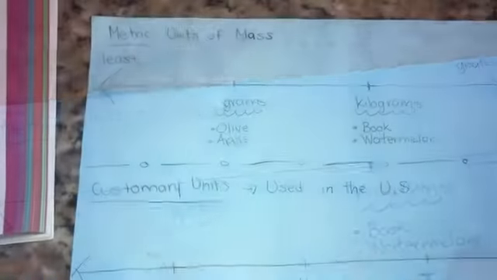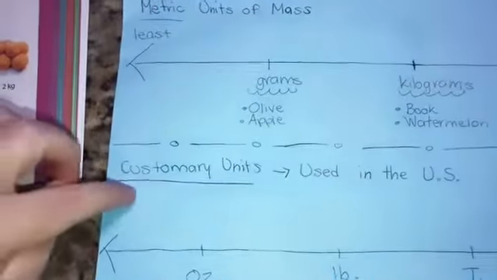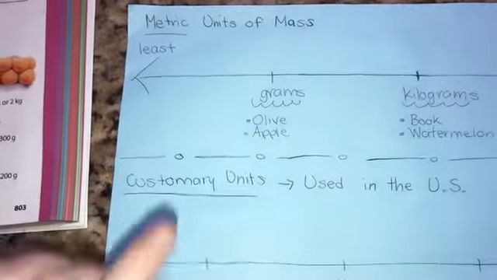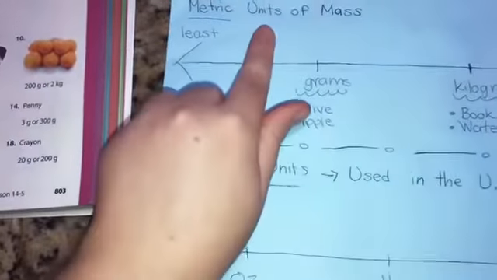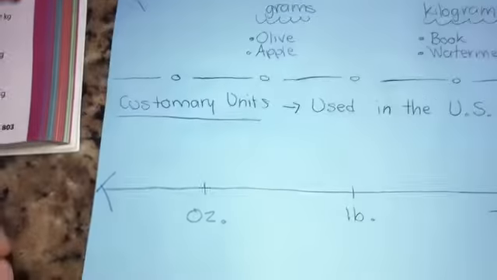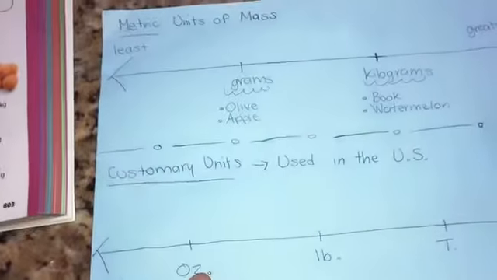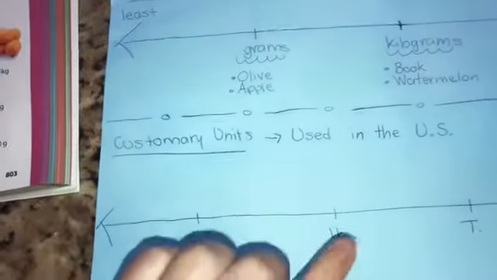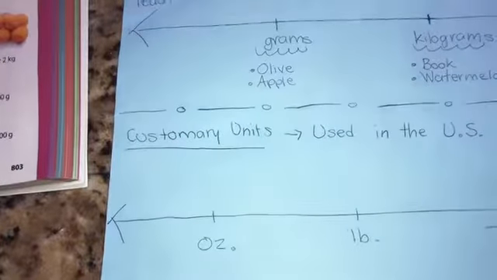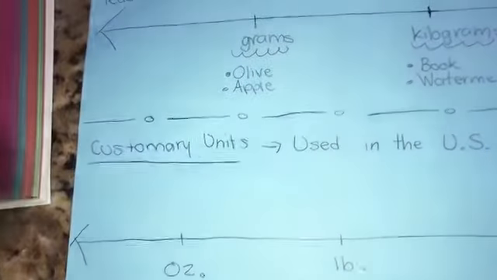I want to explain the difference of metric and customary. The customary is used in the United States. Everyone else uses the metric. So remember that we had ounces, pounds, and the ton. The ton was the car, pounds could be a book, ounces could be anything that weighs not that much.